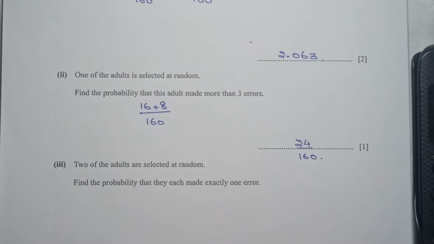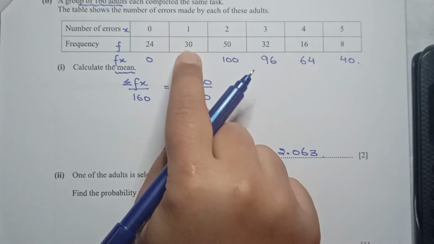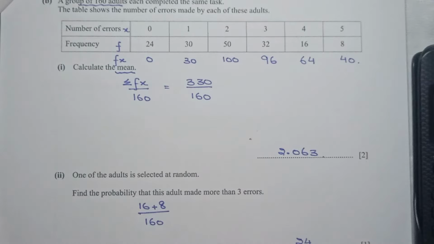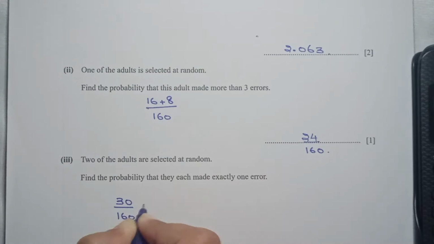Now for the next part, 2 of the adults are selected at random. Find the probability that they each made exactly 1 error. Okay, so for exactly 1 error, the frequency is 30 and the total is 160. So if the first adult makes exactly 1 error, the probability is 30 over 160, times the second adult making exactly one error, so now 29 are left and 159 is left, right?